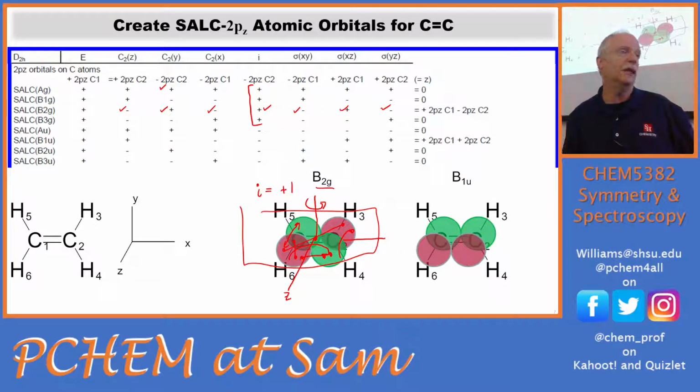It's B2G. Let's take this other pattern here in B1U. We could just confirm that, inversion here is going to be a -1. So it's a U. Pick another column.